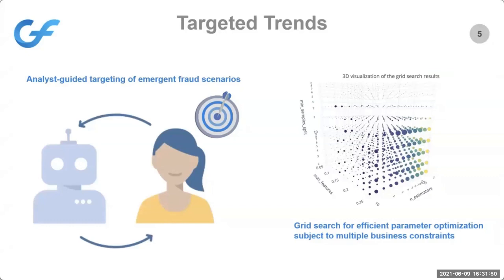And what I'm going to do is talk through, for each of these 6 pillars, a couple of the ideas and approaches that we've found to be most useful in pursuit of this hybrid approach. So the first pillar is targeted trends.